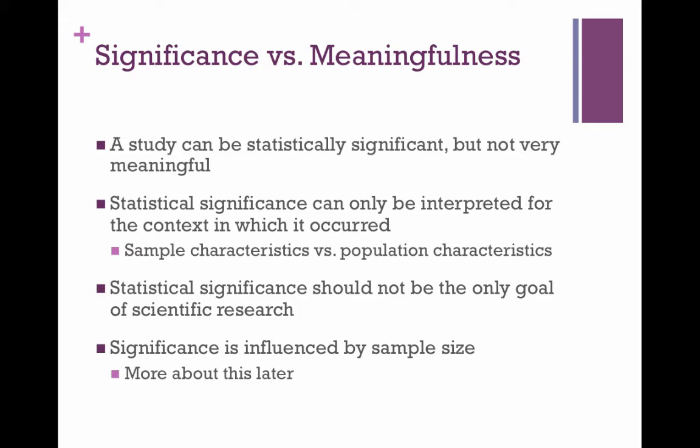And the last thing about significance: it's really influenced by your sample size. The bigger the sample size, the smaller the sample size, we'll see how that influences whether or not you find statistical significance. Is it easier to find statistical significance in a sample of 5,000 people compared to a sample of 5 people? Yes, it is, and we'll see much more about this later.